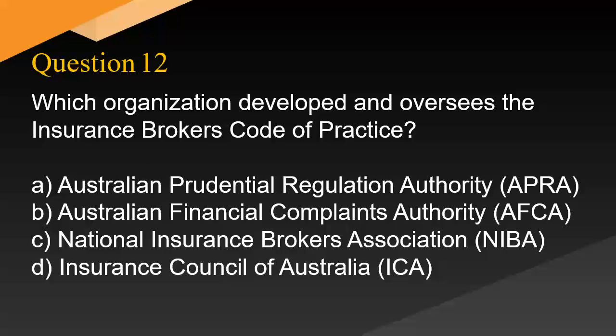Which organisation developed and oversees the Insurance Brokers Code of Practice? A. Australian Prudential Regulation Authority, APRA. B. Australian Financial Complaints Authority, AFCA. C. National Insurance Brokers Association, NIBA. D. Insurance Council of Australia, ICA.